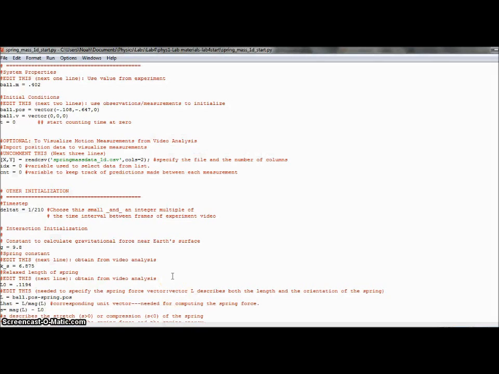First, I started by putting in the initial conditions to my computer code, such as the mass, the starting position, and the starting velocity and gravity. I then had to find K, the spring constant. I found this by using Tracker.